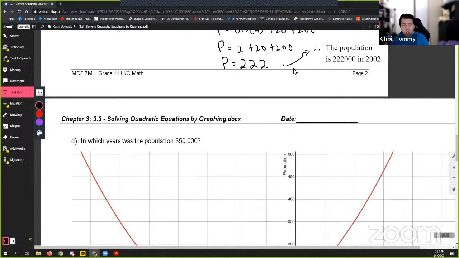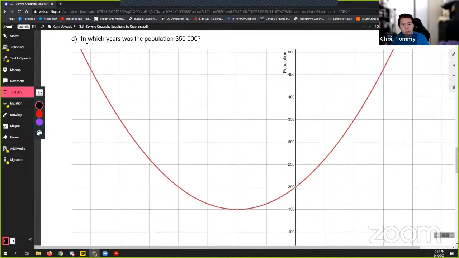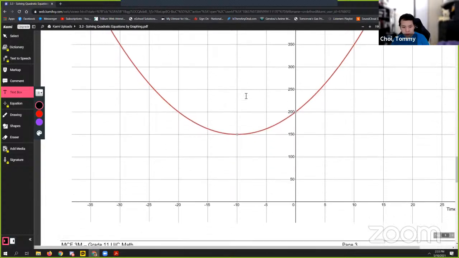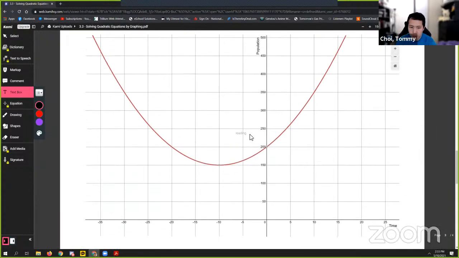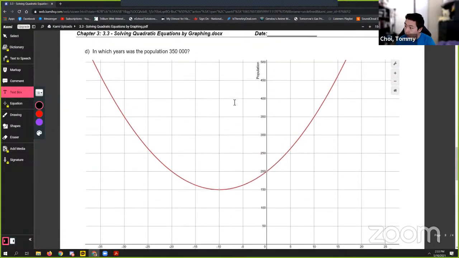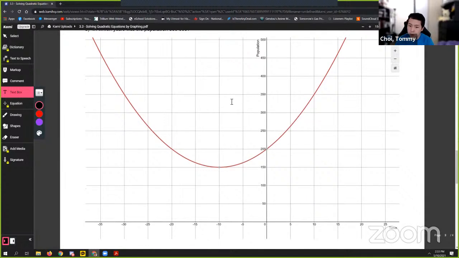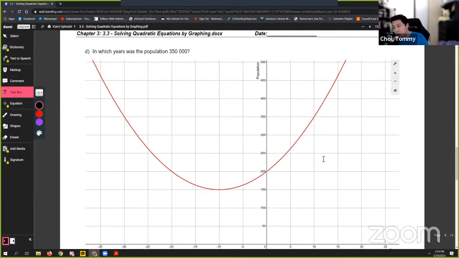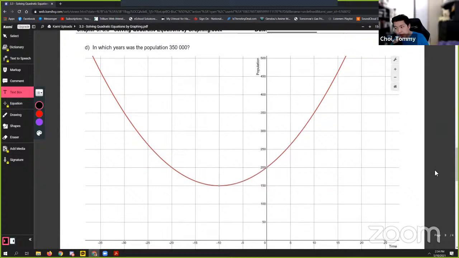Then the last question here. In which years was the population 350,000? So I made this horizontal, right, landscape, just to show you the graph a little bit bigger. But we're going to solve it both ways. We're going to solve it both graphically as well as algebraically. Okay. So graphically, where is the population 350,000? Which years? You can type it in chat. Anyone can type it in chat.